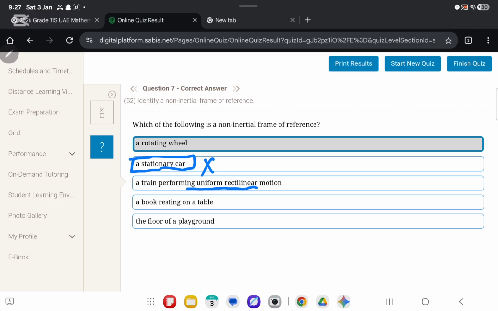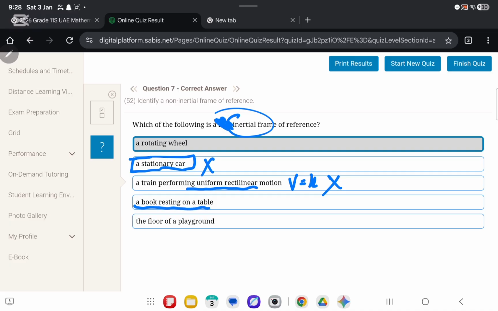Uniform rectilinear motion. Whenever you see resting, uniform, stationary, stopped, whatever, it is inertial. Or constant velocity, whatever. You see constant or stationary or not moving, it's inertial. Ignore this. It's inertial, not non-inertial. Okay, so this is uniform rectilinear motion. What does that mean? V is constant, right? V equals k. So this is not non-inertial, this is inertial.